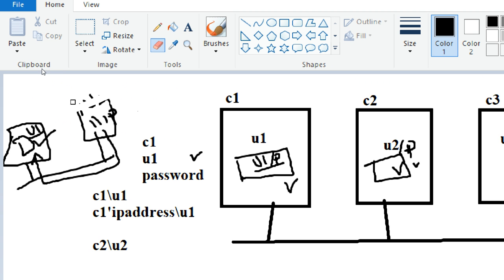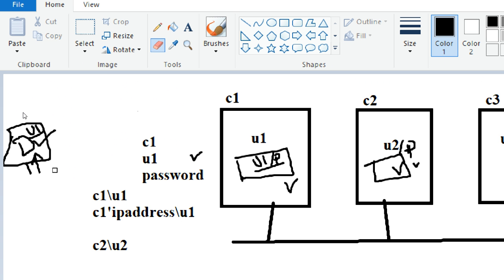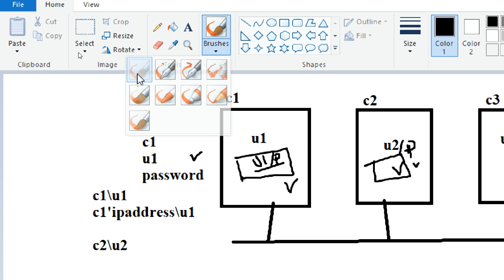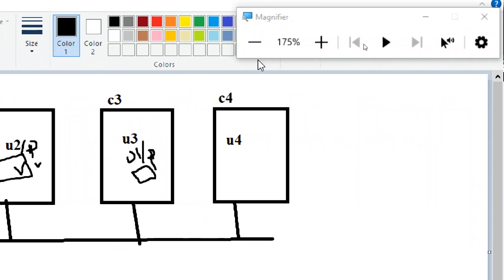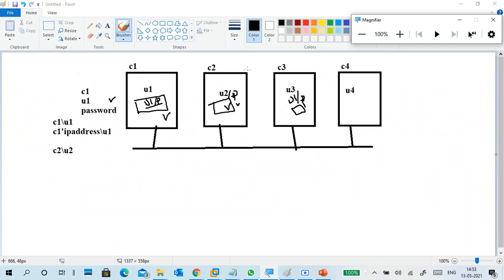So the first point is understanding workgroup and domain. What is a workgroup? If your PC is in a workgroup, the users on the PC are authenticated by that PC only. User information is stored in that PC only, and your user is authenticated in that PC.